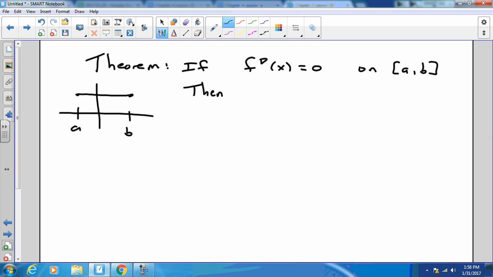As I try to draw my function, I find that the only way that I can draw it is to draw it straight across. Which implies that my function is what type of function? More than that, it is linear, but specifically, it's constant. So that's my claim. If f prime is 0, then f is constant.